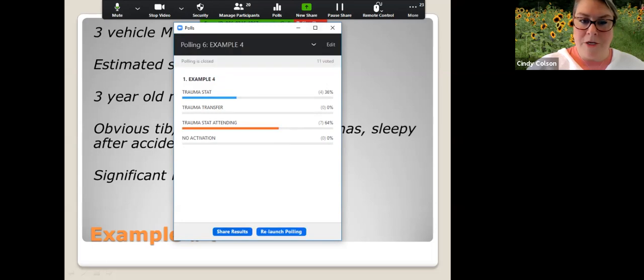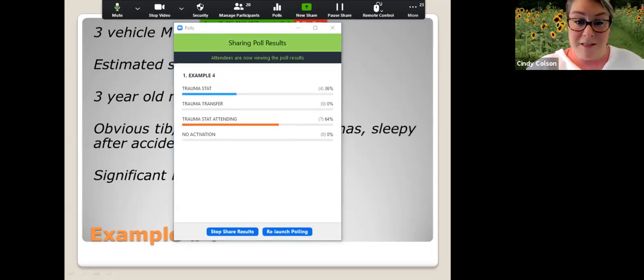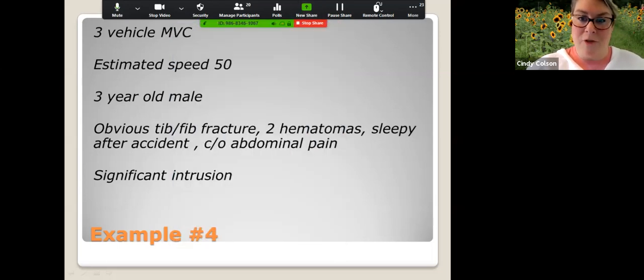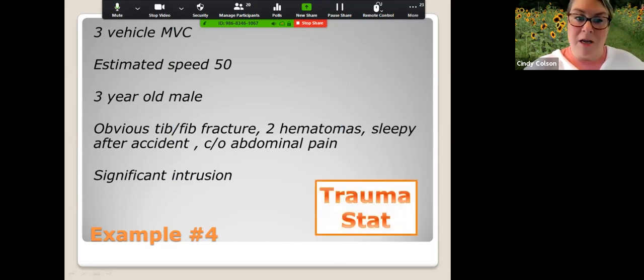Okay, I'm going to close the poll and then share the results. So there's no question that this kid is a trauma, but we have some people saying a trauma stat and some people saying trauma stat attending. Again, everything defaults to physician discretion, but this child does meet the criteria for a trauma stat. But if you are concerned with the word significant intrusion, and he has an obvious tib-fib fracture, and that EMS may not be seeing the whole story, then calling a trauma stat attending is completely appropriate if you feel that things are a lot worse than what you're hearing.